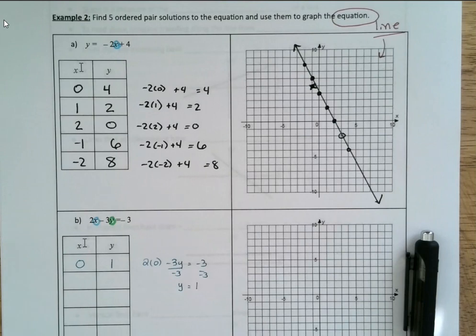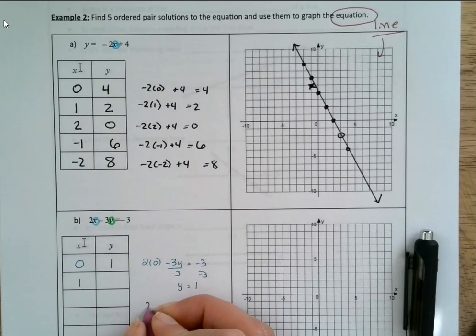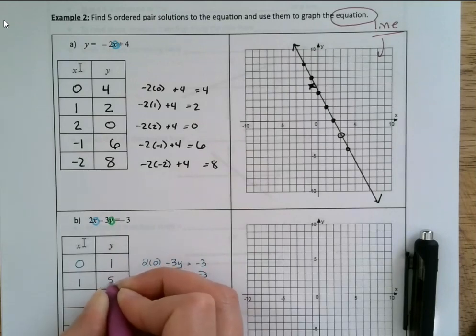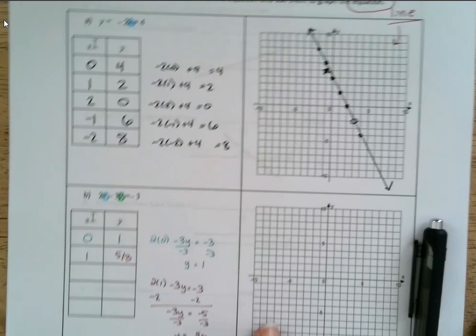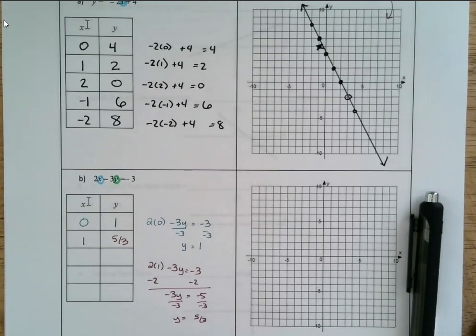Okay. If I plug in another value for x, let's say we plug in 1 for x, I might have 2 times 1 minus 3 times y equals negative 3. 2 times 1 is 2, so I'll subtract 2 from both sides. I forgot the equal sign, sorry about that. That gives me negative 3y equals negative 5. So y equals 5/3. That's not a very convenient point to graph. It won't give us an exact value, but that's what we've got for our y value.